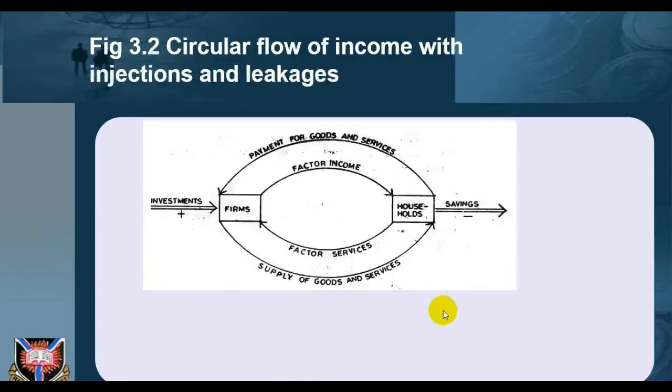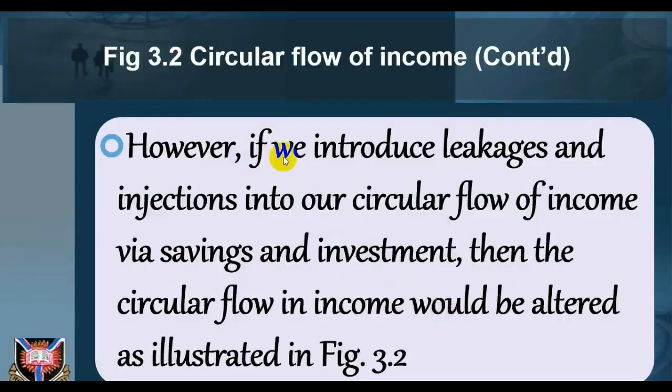On its own part, the households buy goods and services from the firms, and for these they make payment to the firms. Since we assume that there is no leakage in the economy, then all sides of the transaction must be equal. This means that the income earned by households must be equal to the value of output produced by firms. However, if we introduce leakages and injections into the circular flows of income via savings and investment, then the circular flow of income would be altered as illustrated in figure 3.2.